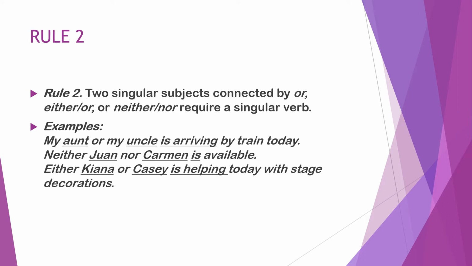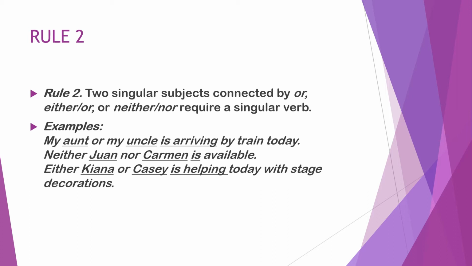Yes, I see this mistake is very common. My aunt or my uncle. I know your brain actually sees aunt and uncle, two. So some of you will quickly write are because you see two people in the sentence. But it's actually singular. It's or. It's either the aunt or the uncle. Both of them are not arriving. Either one. So my aunt or uncle is arriving by train today. They don't come together. So it's or.